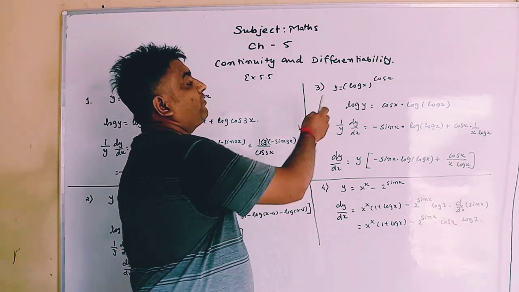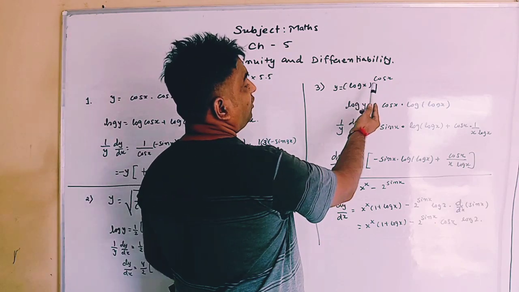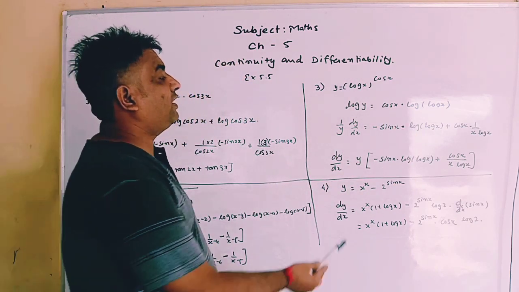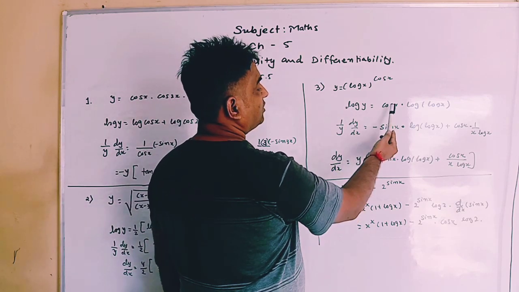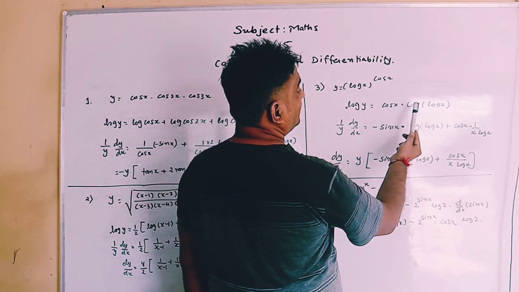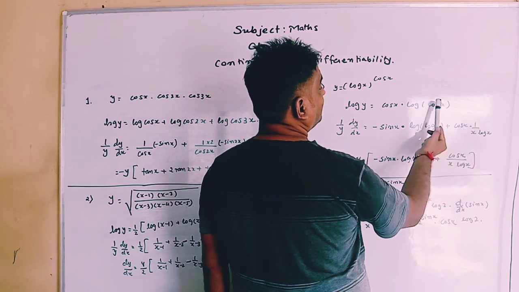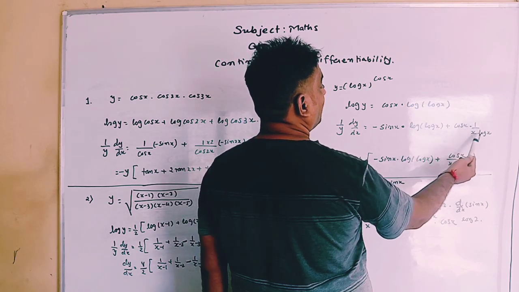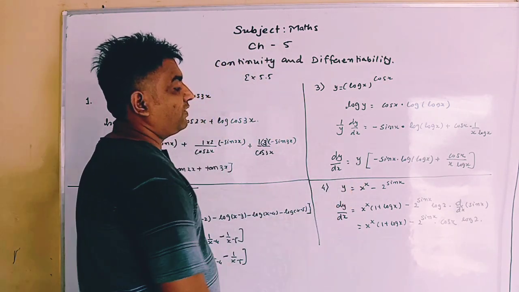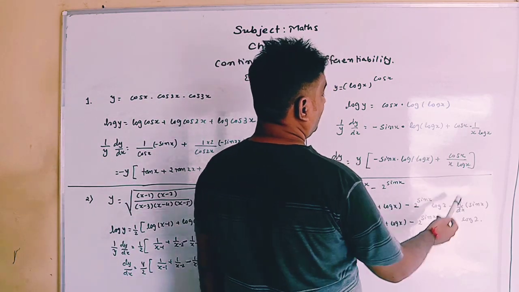Now the third question: y equals (log x) raised to cos x. So we apply the log function: log y equals cos x into log of log x. Here, differentiating log y gives 1 by y dy by dx; cos x differentiates to minus sin x, with log of log x as it is, plus cos x as it is, times the differentiation of log of log x. Here log of log x differentiates to 1 by log x, and log x differentiates to 1 by x, so it is 1 by x log x. And so we take y to the other side, and we have the answer: dy by dx equals y into minus sin x log of log x plus cos x upon x log x.